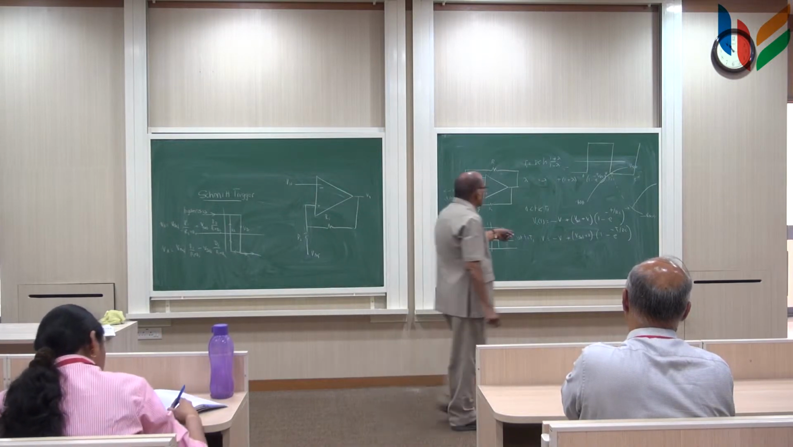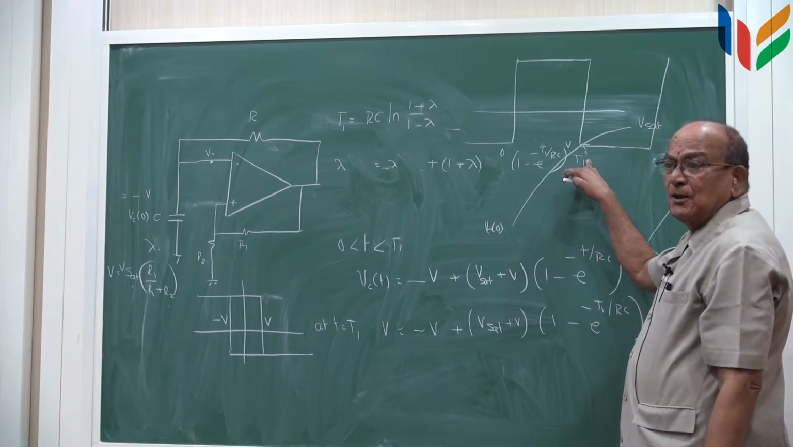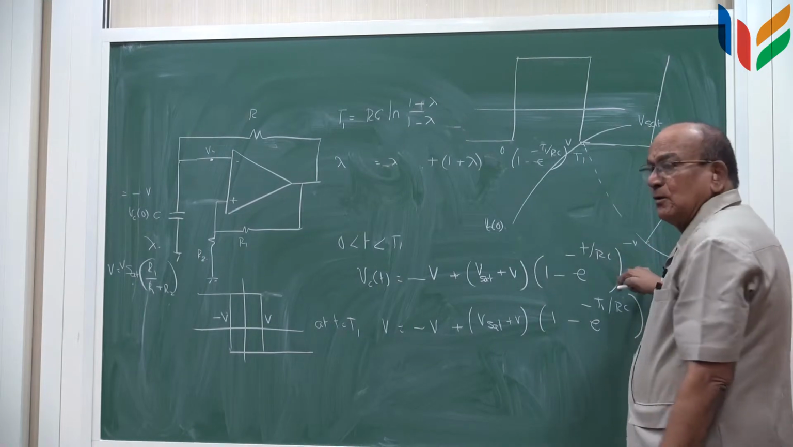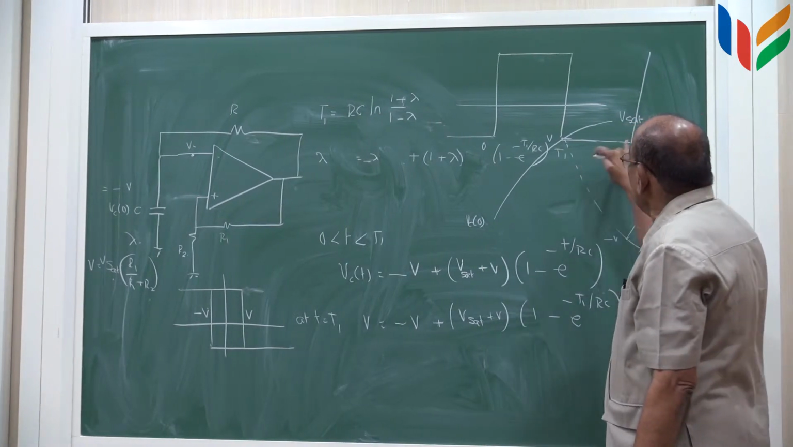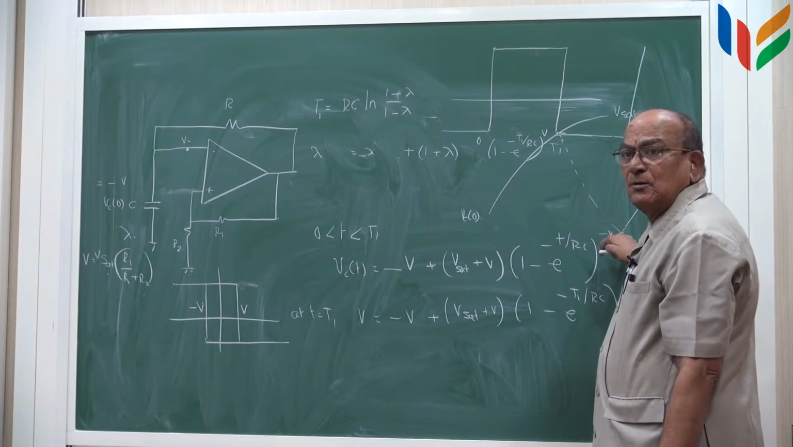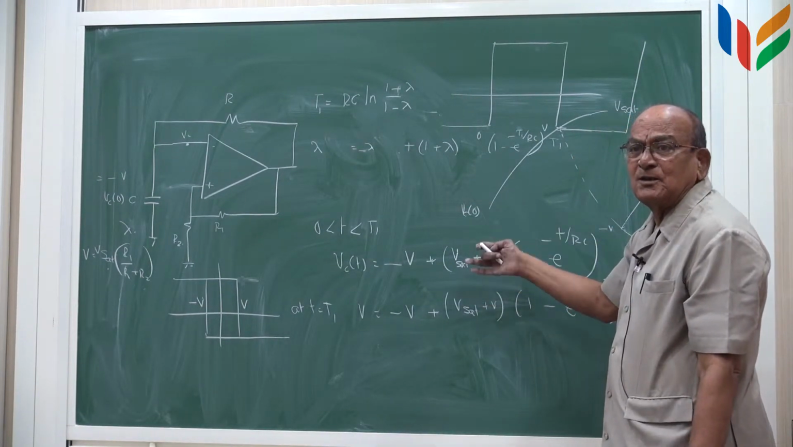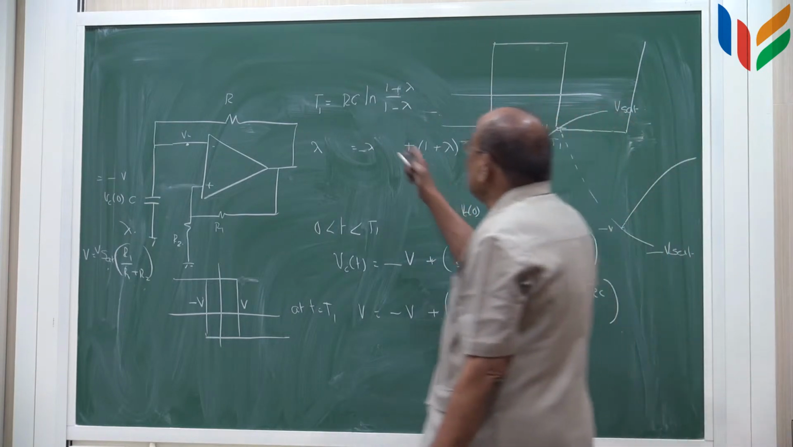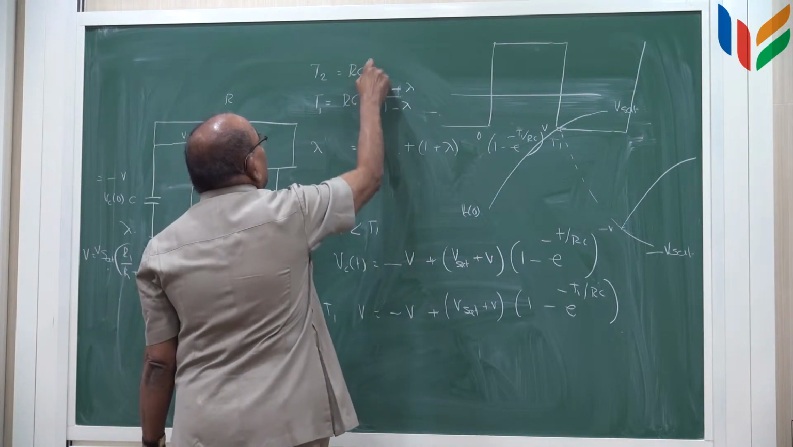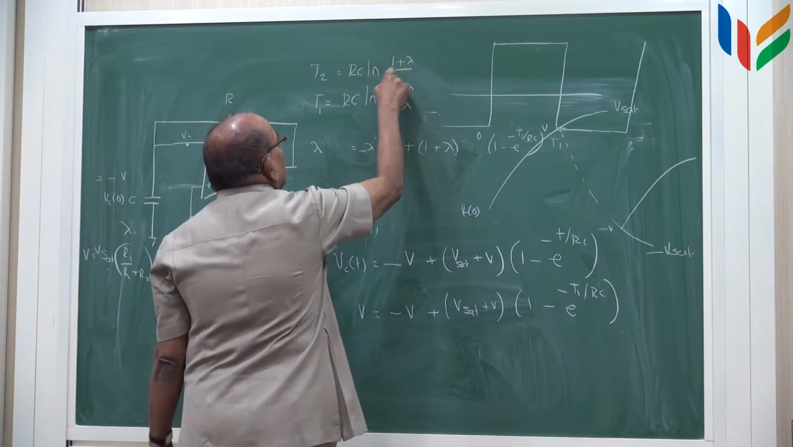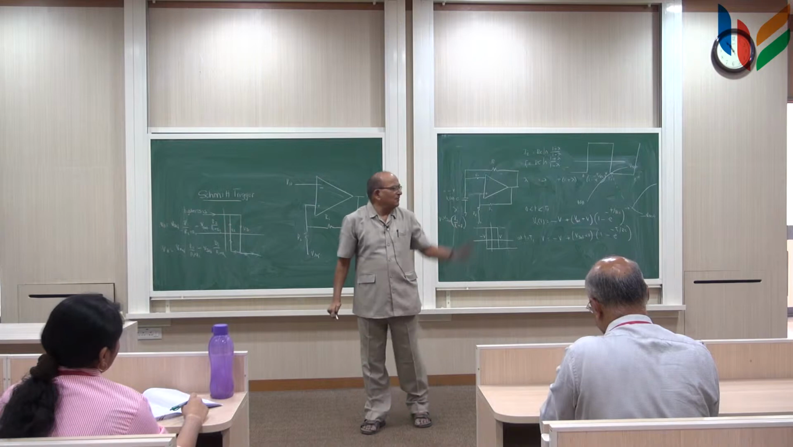And if you go through the same exercise for this curve, which is starting from V at initial condition and moving towards V minus V sat, but at t is equal to T2, this value is equal to minus V. Exactly the same equation comes out except the signs are changed, and you will get T2 also equal to the same. It is symmetric.